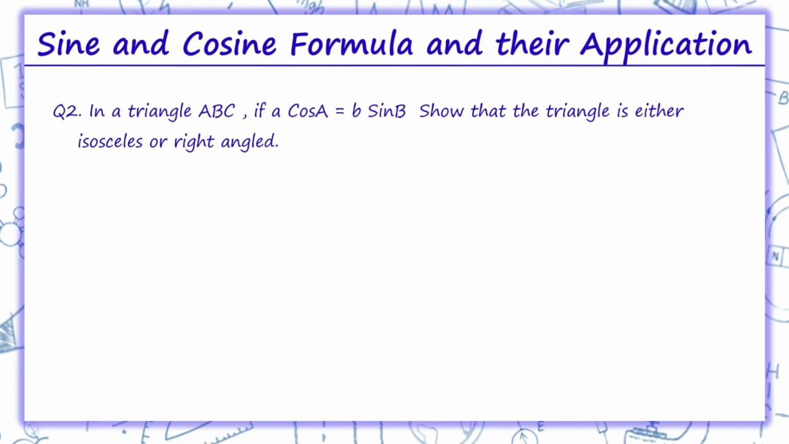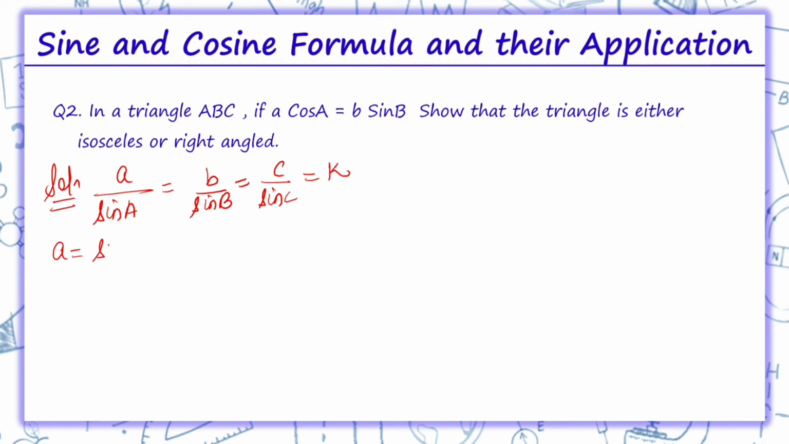Coming on to the next question. The next question says, in a triangle ABC, if a cos A is equal to b sine B, then show that either the triangle is isosceles or it is a right triangle. Again coming on to the same concept, we have a by sine A is equal to b by sine B, and this is equal to c by sine C. We will assume it to be equal to K.